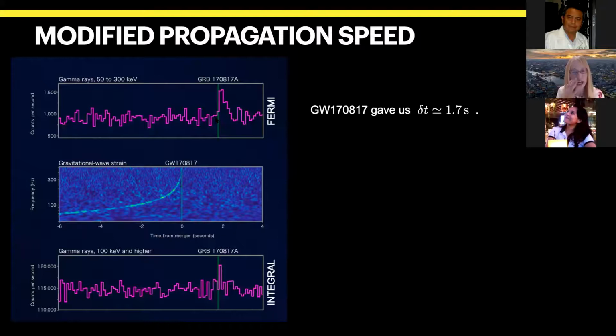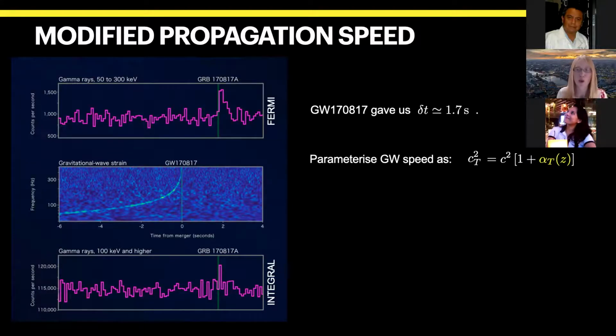Okay, and the thing we're really interested in here is the delay between this moment of merger and the start of that gamma ray burst, which is about 1.7 seconds. Okay, so we want to use this one measurement then to try and potentially constrain our alpha_T parameter, which, remember, described the difference in speed of propagation of gravitational waves from c. Okay, and I've just reinstated the factors of c here to make everything consistent.